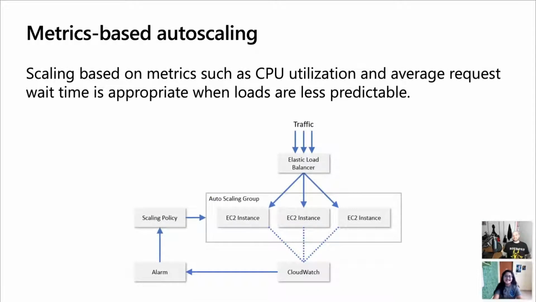So scaling based on metrics such as CPU utilization and average request wait time is appropriate when loads are less predictable. Monitoring is a crucial element for effectively auto-scaling resources based on performance metrics because it enables the autoscaler to know when to scale. So monitoring enables the analysis of traffic patterns or resource utilization in order to make an educated assessment about when and how much to scale resources in order to maximize quality of service while minimizing costs. So we're delivering as much value as we can while keeping eyes on how much things cost us.